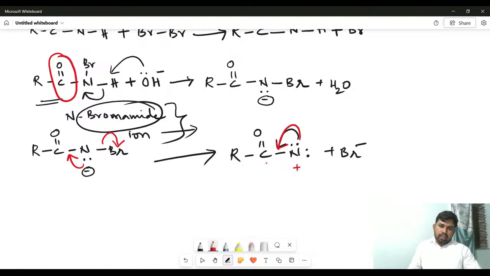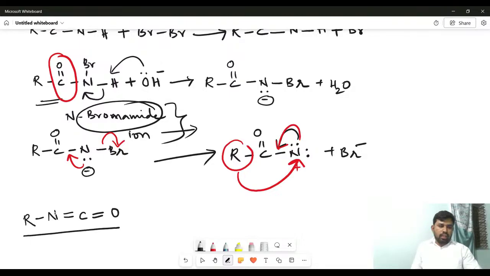And this alkyl group will be attached, shifted from the carbonyl group to the nitrogen. Okay? So as a result it forms, let me write nitrogen first, and for the nitrogen there is an R attached here. With nitrogen a double bond is formed here, and carbon also has a double bond. This is called isocyanate. They will call it alkyl isocyanate.